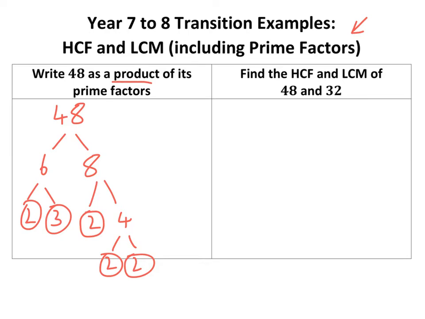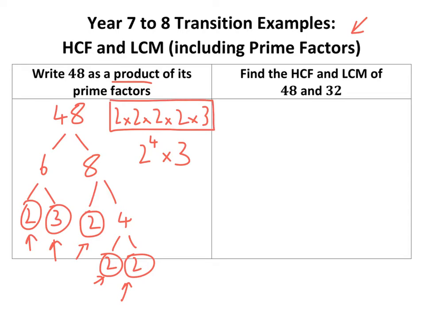Now it says a product of prime factors. Now product in maths means multiply, and so we've got 2, 2, 2, and 2. Now you can do that as 2 times 2 times 2 times 2, times 3. There's your product. That's fine. Some of you may want to do it using indices as well. So either of those is perfectly acceptable. If it mentions using indices, you have to do it that way.